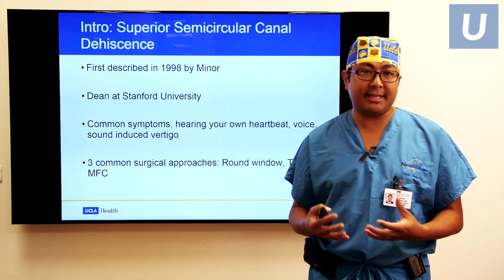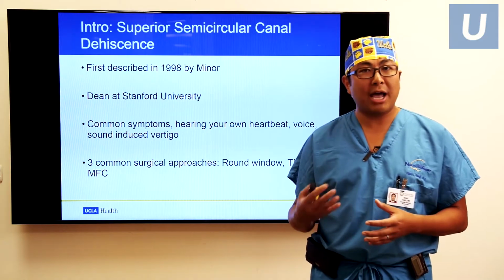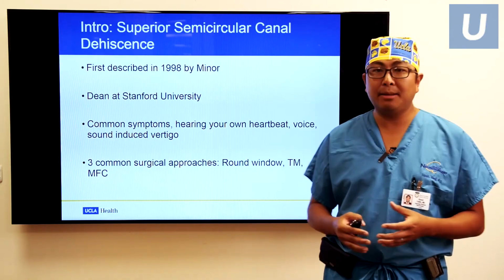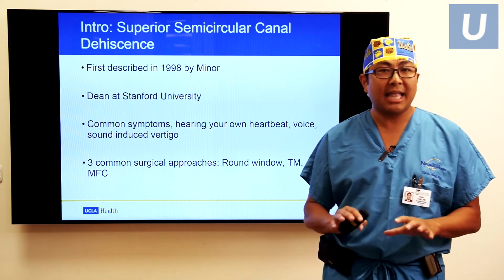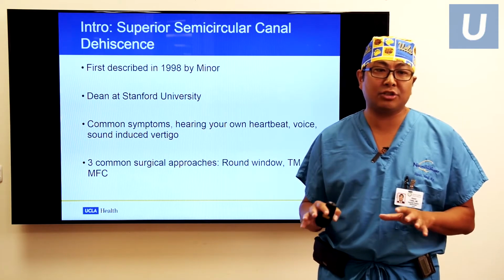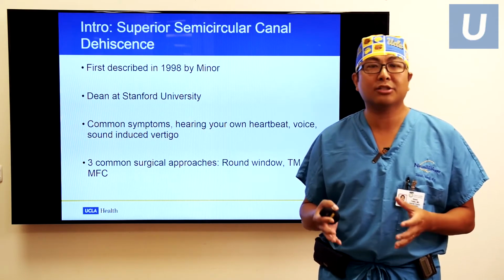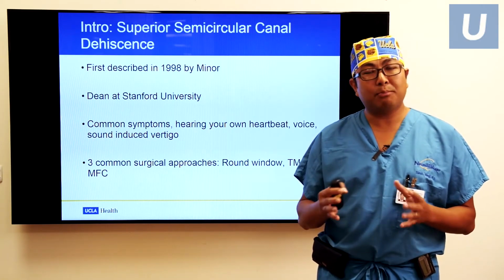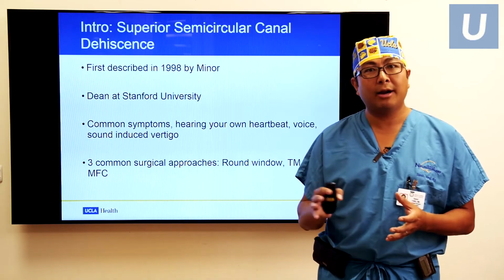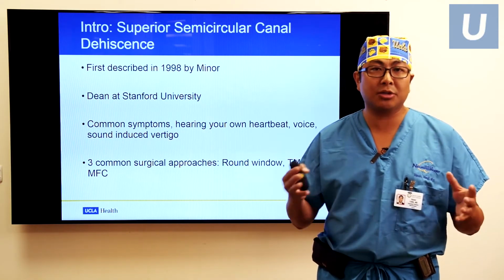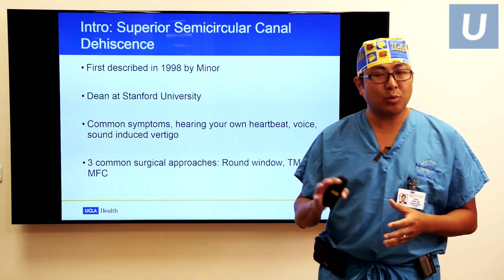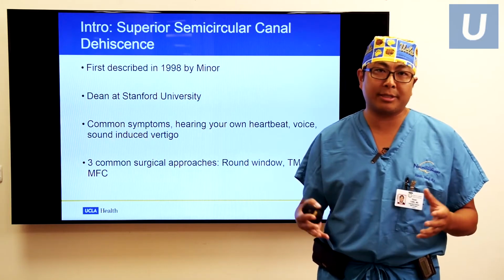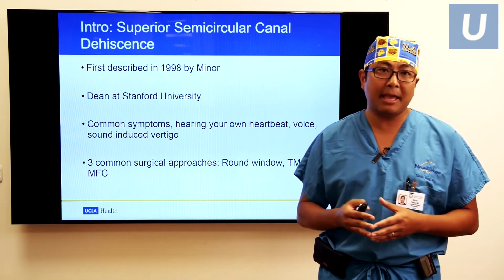For treating SSCD, there are three major approaches: the round window approach, the transmastoid approach, which is abbreviated as TM, and the middle fossa craniotomy, the MFC. I'm not here to argue the pros and cons of each different kind. I'm only here to talk about the middle fossa craniotomy. That's the approach we recommend here at UCLA, and that's also the approach recommended by Johns Hopkins, which is also one of the top hospitals in the country. I was watching a webinar and a video by them, and they recommended a middle fossa craniotomy as well for superior semicircular canal dehiscence.